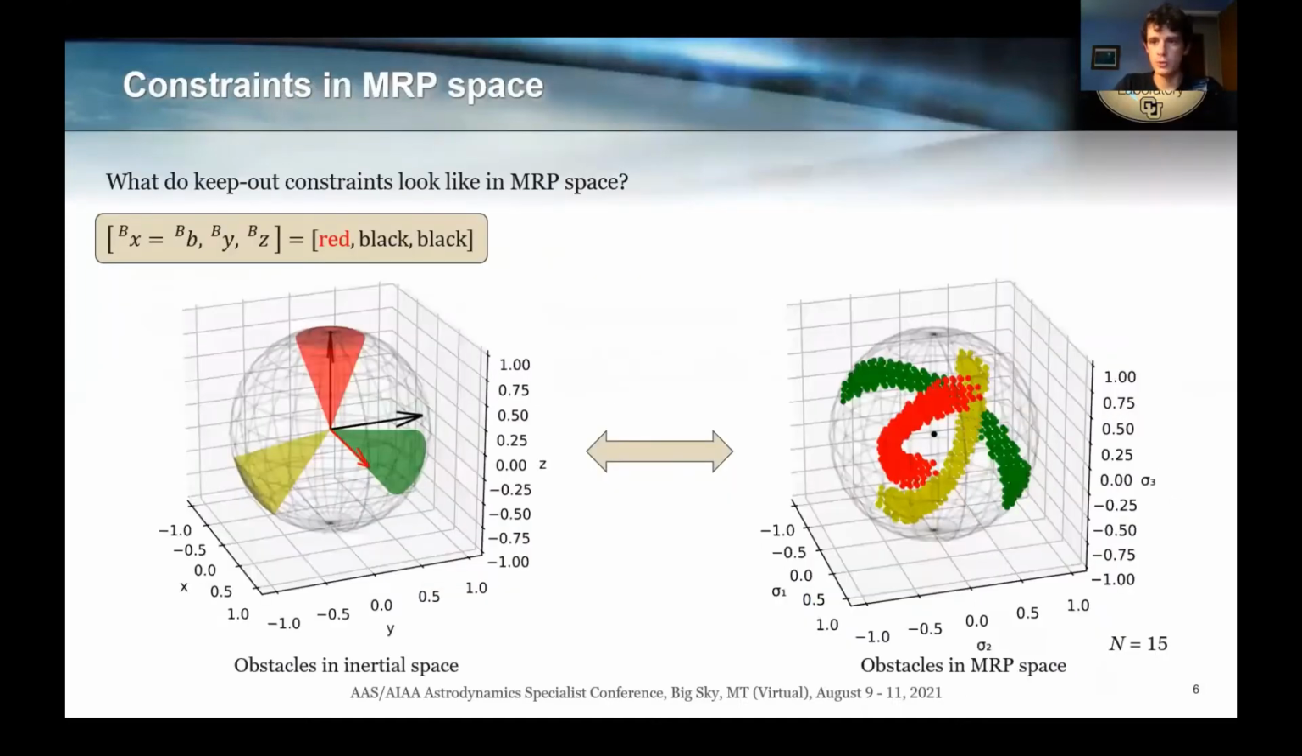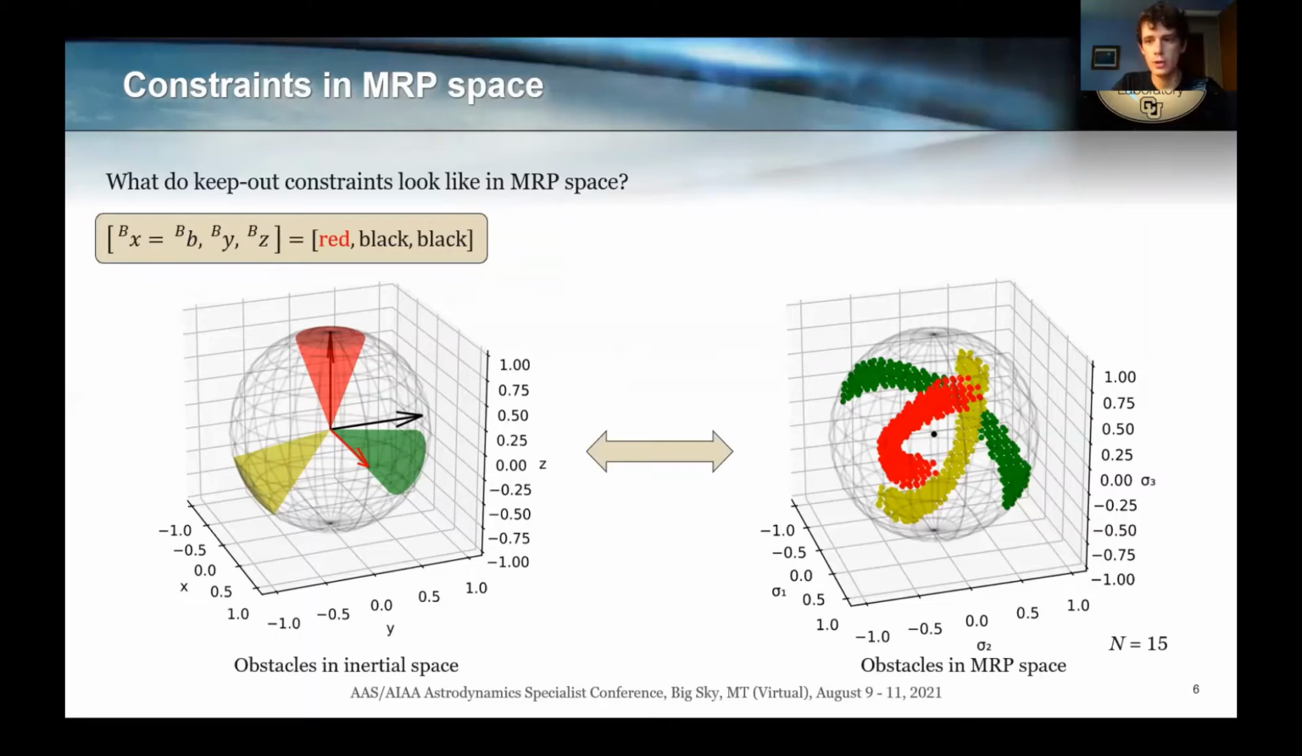So before we actually move to the path planning query, it is interesting to show how these obstacles, keep-in or keep-out obstacle cones, map into MRP space. Here on the left, we can see the spacecraft principal body axes, X, Y, and Z. And the x-axis is highlighted in red as it represents the direction of the sensitive payload, with 3 obstacles in red, green, and yellow. And on the right, we can see how these obstacle cones are mapped into MRP space.